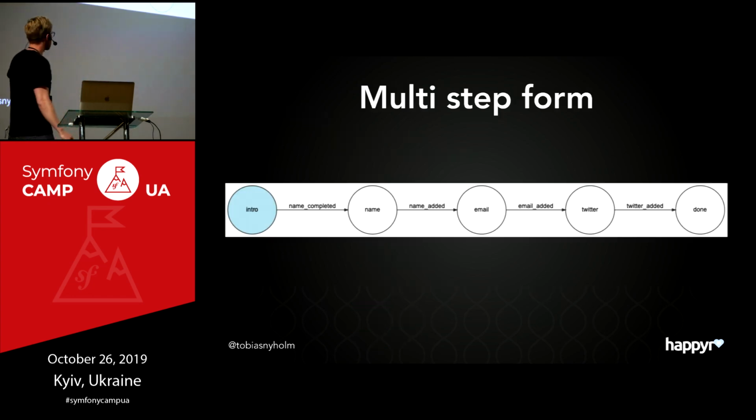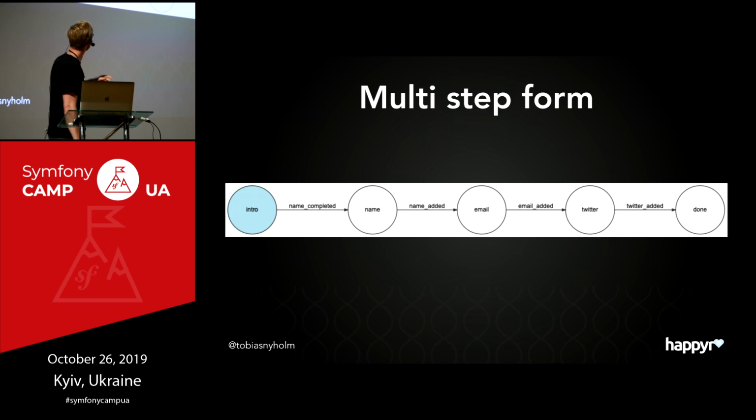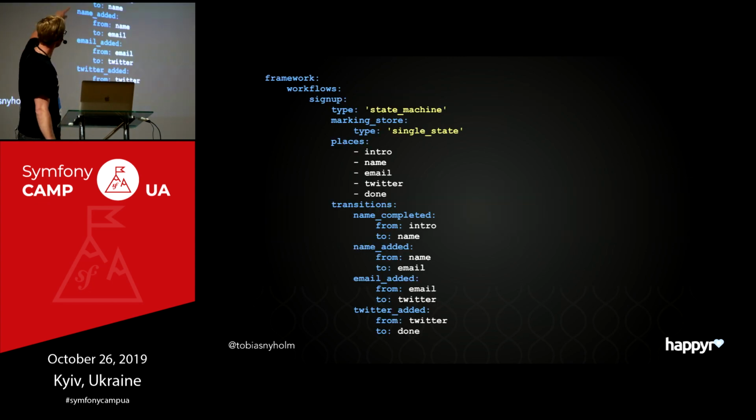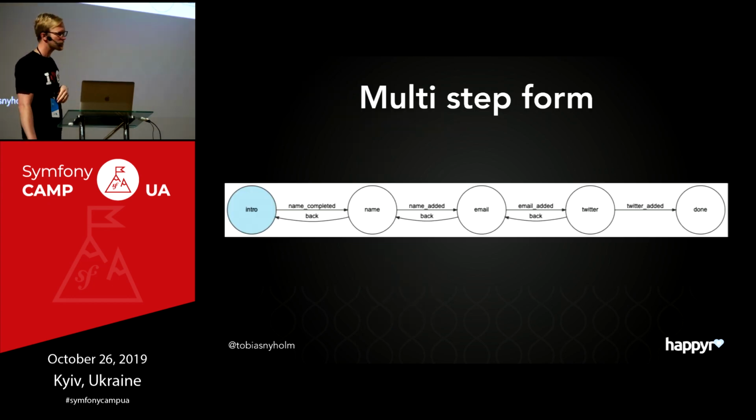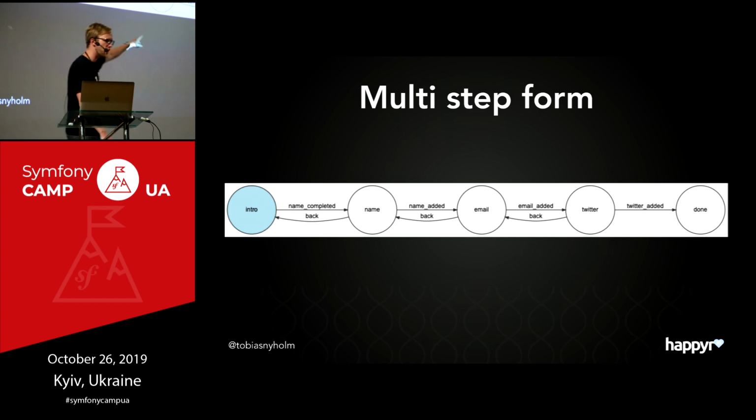Cool. Let's consider this state machine. Business says that we need to have a 4-step, 5-step sign-up form. That's how it is. So how to make this state machine in configuration? We just say, here are places, here's the transition. Everything is fine. But then business says, yeah, but I want you to be able to go back and forth. No, forth and back. But how can we configure this?